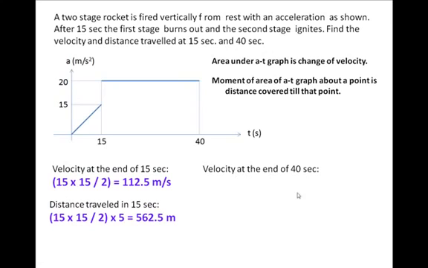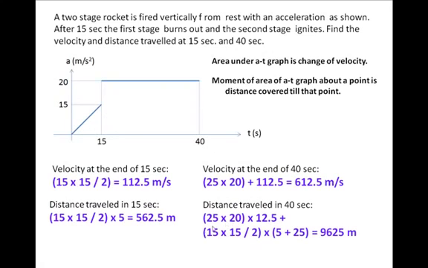Now if you are talking at velocity at the end of 40 seconds, you take this area and this area. This area was already worked out, 112.5, and this area is simply 25 into 20, and you get your answer out here. Now distance traveled at 40 seconds means you take moment of both the areas about this point. Here it is. 25 into 20 is this area multiplied by half of 25, 12.5. And for this triangle, this is the area, and the distance of the centroid from this point is 15 by 3, 5, and this distance 25. So 96.25.